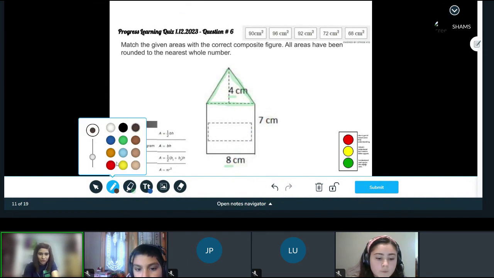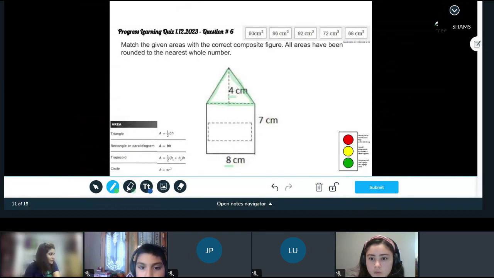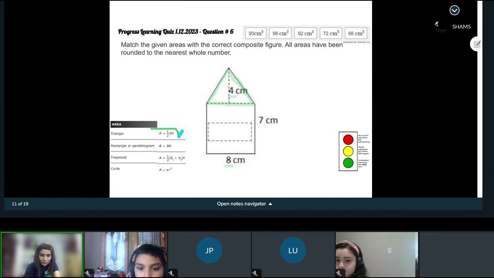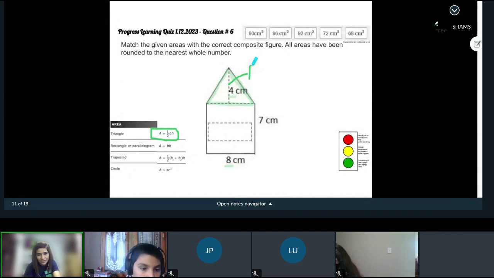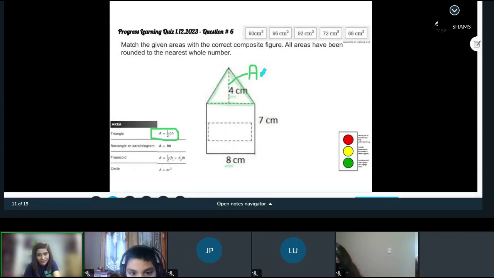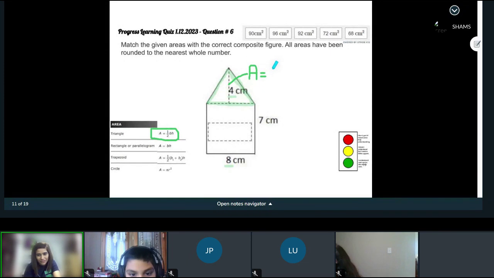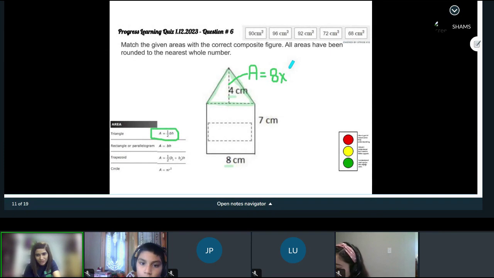So make sure you choose the correct formula for the triangle and calculate the answer. For a triangle's area, I'm going to use half times base times height. So first, I will do base times height. Area equals, base is 8, height is 4. I'll do 8 times 4. That's 32. Right? 8 times 4 is 32.